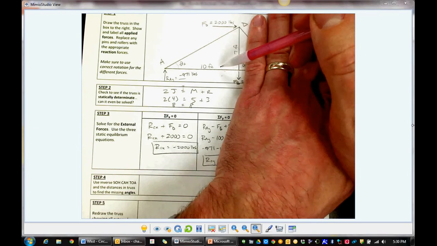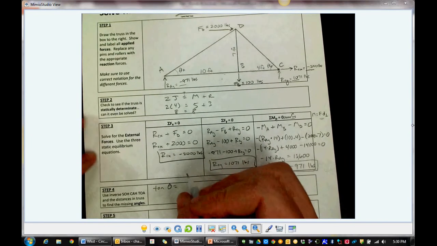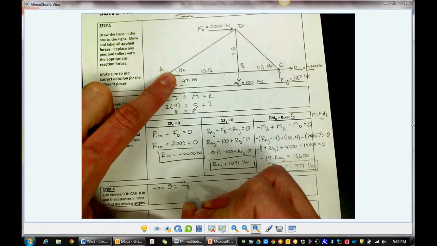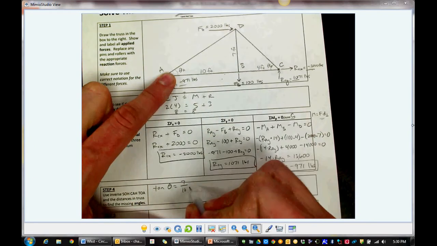That'd be tangent, SOHCAHTOA. So I would write tangent of theta equals the opposite side, from here it's directly across, 7 feet, over the adjacent side, 10 feet. Solve for theta. So theta is the inverse tangent of 7/10, and that gives me theta A. So theta A equals 35 degrees.